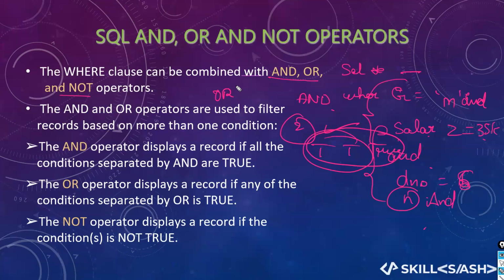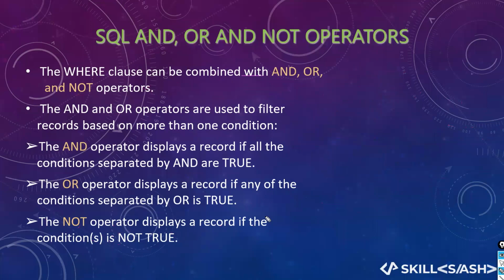Then when do we use this or? When you have any one condition to be satisfied. Let's say for example condition 1 or condition 2. Let's say for example if the person belongs to India or USA in your data. Then the not operator displays the record if the condition is not true. Okay, so these are all the three operators that we are going to study now.